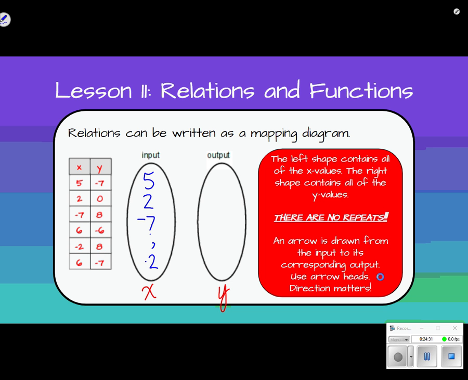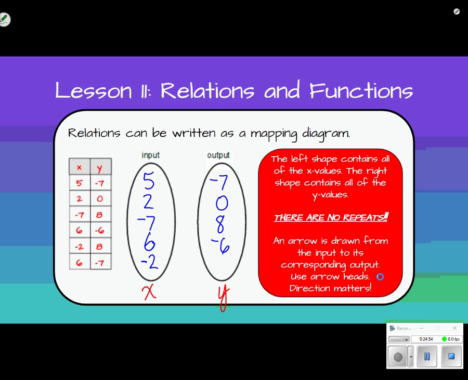Uh-oh. Let's put that 6 back. Okay. And then, for the y's, -7, 0, 8, -6. I've got another 8, and then a -7. So I don't fill in any more. No repeats. Absolutely no repeats. Now, I'm going to change colors just so it pops, but you don't have to.